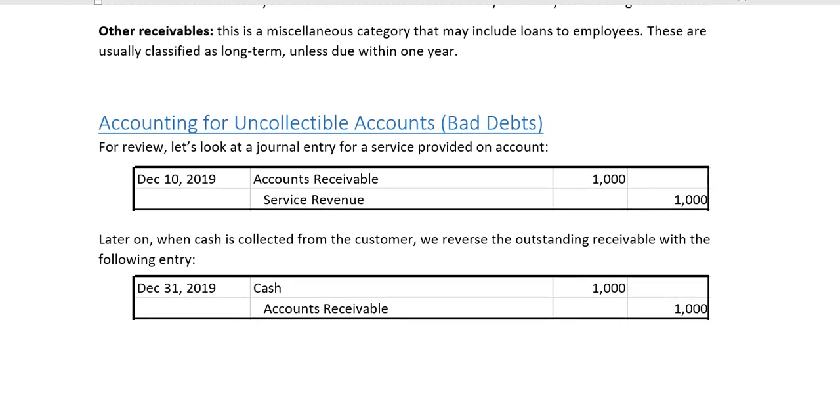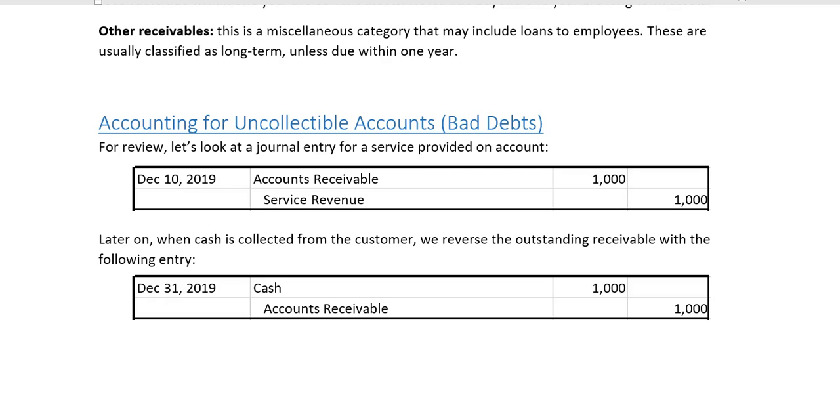Accounting for uncollectible accounts, also known as bad debts. For review, let's look at a journal entry for service provided on account. So debit is to AR for 1,000, and service revenue is a credit for 1,000. So you do some work, the asset that you get is AR, and the revenue recorded is service revenue.